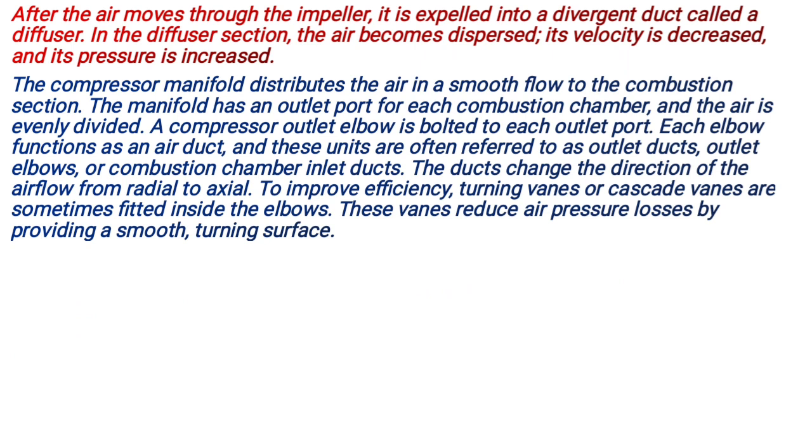A compressor outlet elbow is bolted to each outlet port. Each elbow functions as an air duct and these units are often referred to as outlet ducts, outlet elbows or combustion chamber inlet ducts. The duct changes the direction of the airflow from radial to axial. To improve efficiency, turning vanes or cascade vanes are sometimes fitted inside the elbow. These vanes reduce air pressure losses by providing a smooth turning surface.